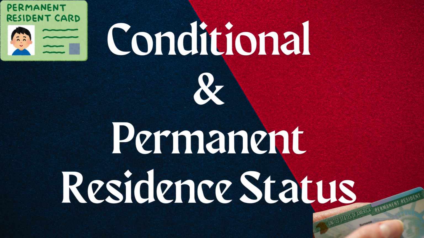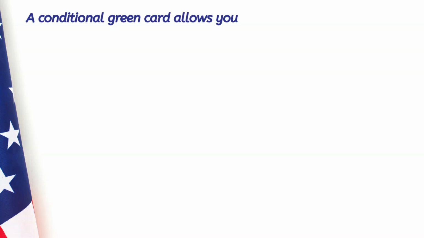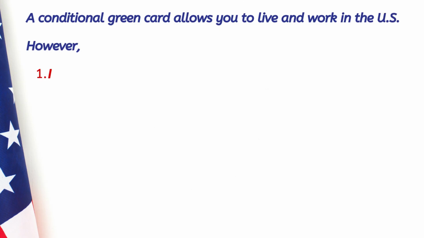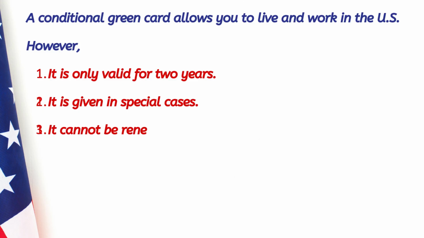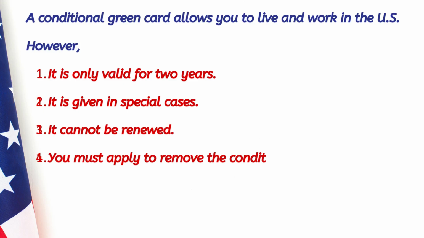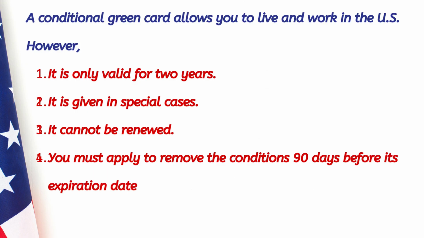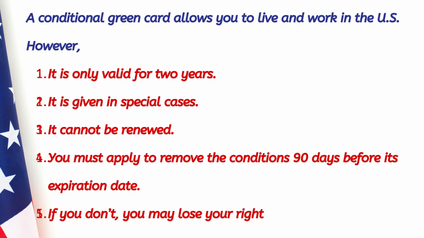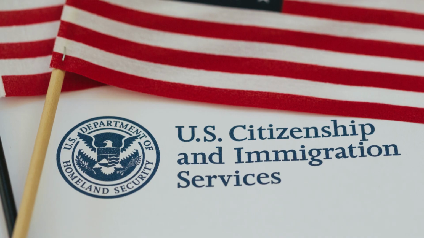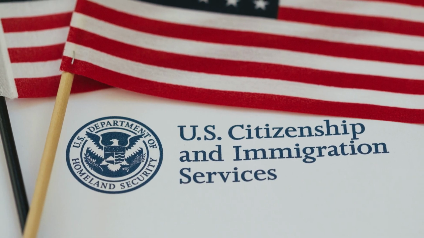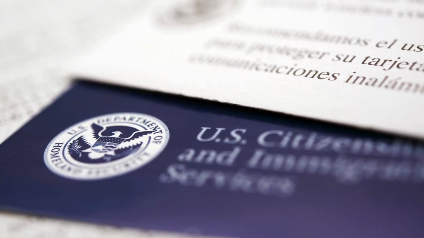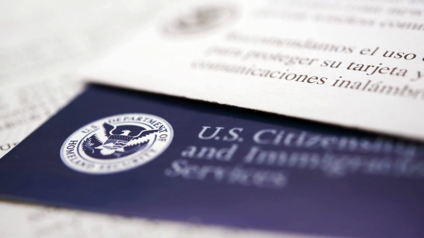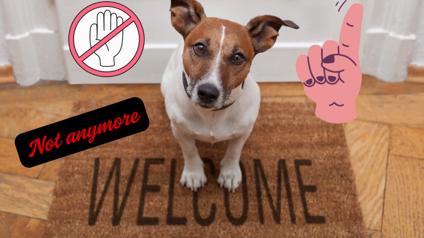Another immigration status is the conditional and permanent resident status. Now, first, let's understand the difference between conditional and permanent residence. A conditional green card allows you to live and work in the United States just like a regular green card, but it's only valid for 2 years. It's given in special cases and cannot be renewed. Before this conditional green card expires, you must apply to remove the conditions on your status at least 90 days before its expiration date. If you don't, you may lose your right to stay in the United States.